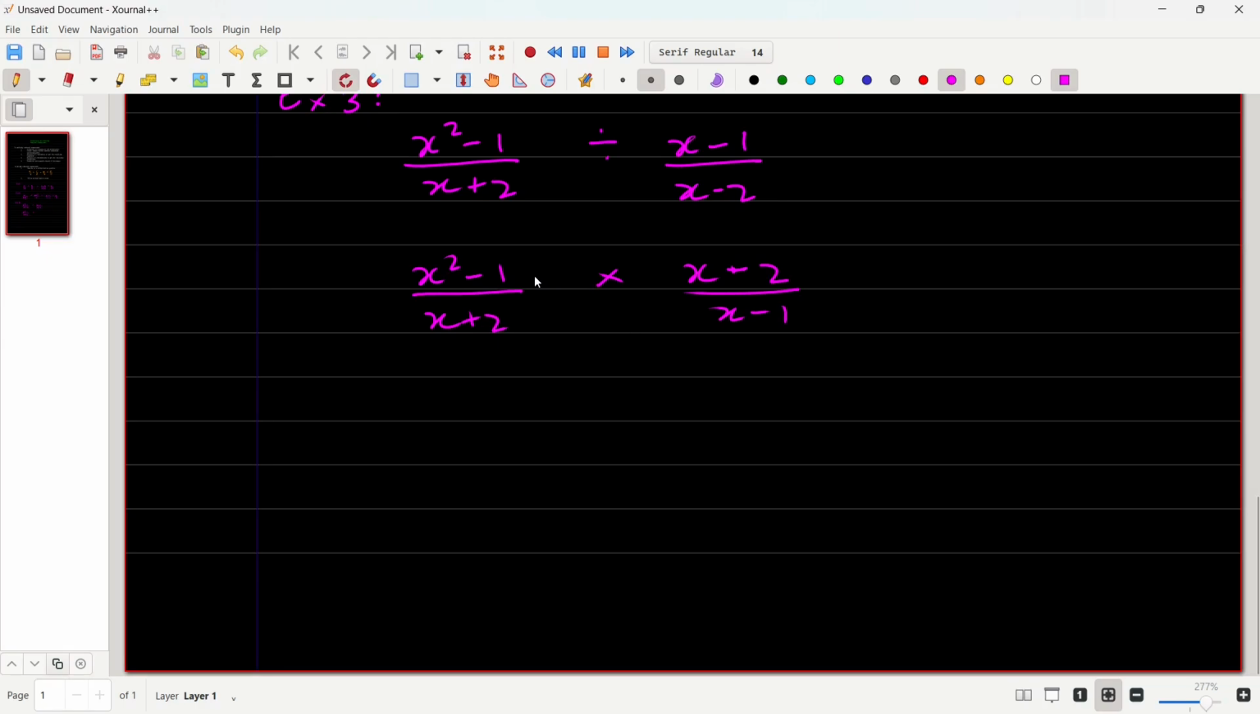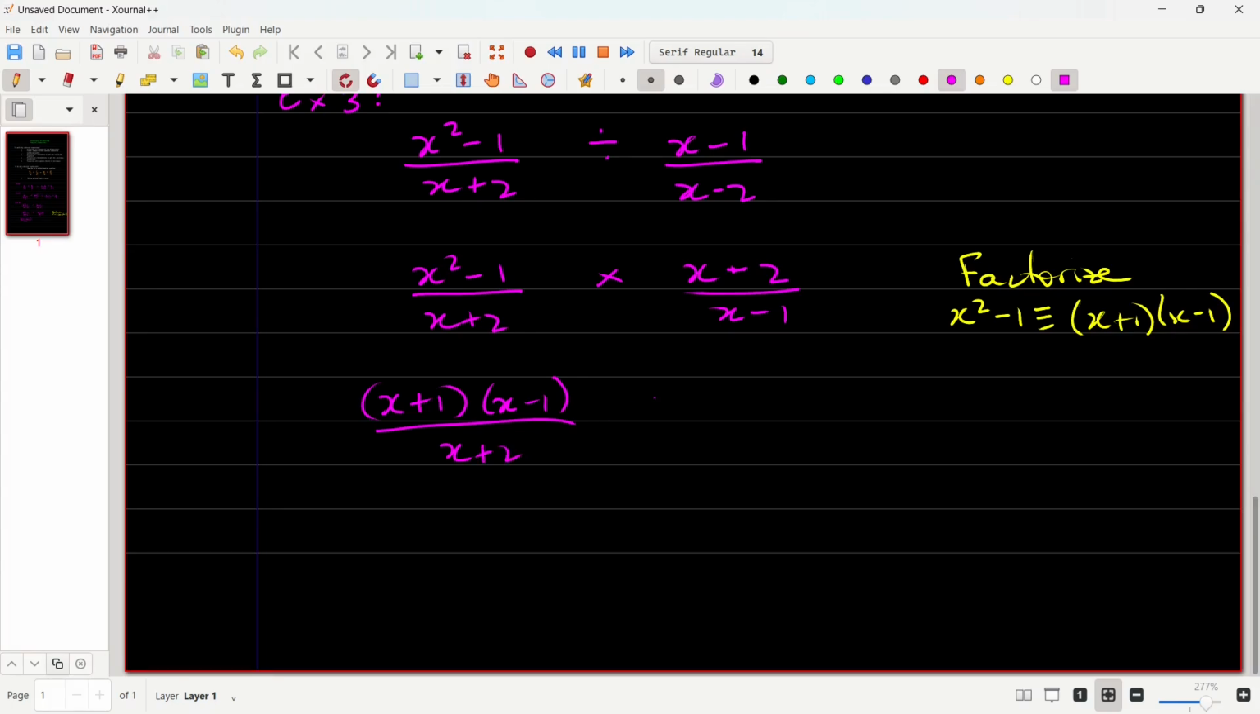And now I'm going to follow the first step that I said in multiplication, which is to factorize. I'm going to factorize x squared minus 1. Now I have to recognize this is the difference of squares, so I will say (x plus 1)(x minus 1), and then rewrite again. So (x plus 1)(x minus 1) over (x plus 2), times (x minus 2) over (x minus 1).